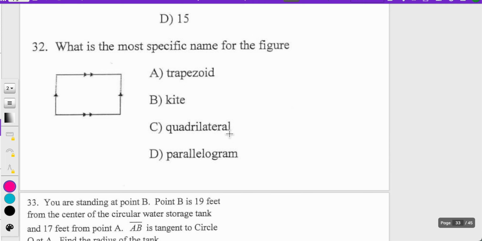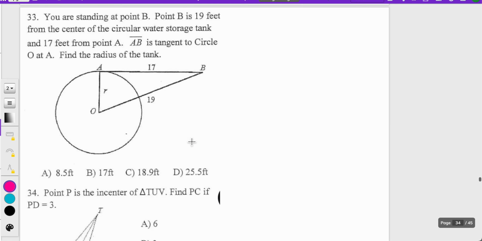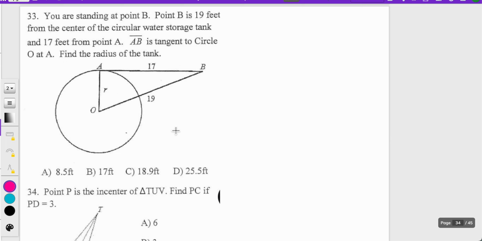32, the most specific name used for this figure can be a parallelogram, because we already know it's a quadrilateral. It's not a kite or a trapezoid, but the quadrilateral can now be classified as a parallelogram because we're showing parallel sides.